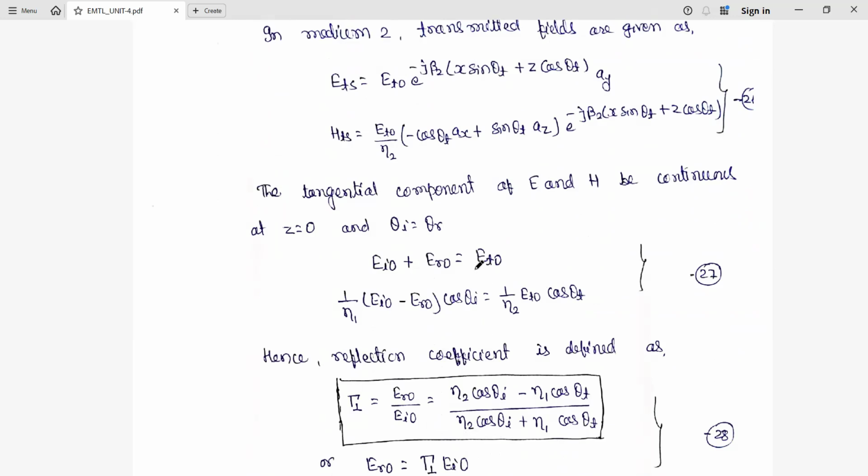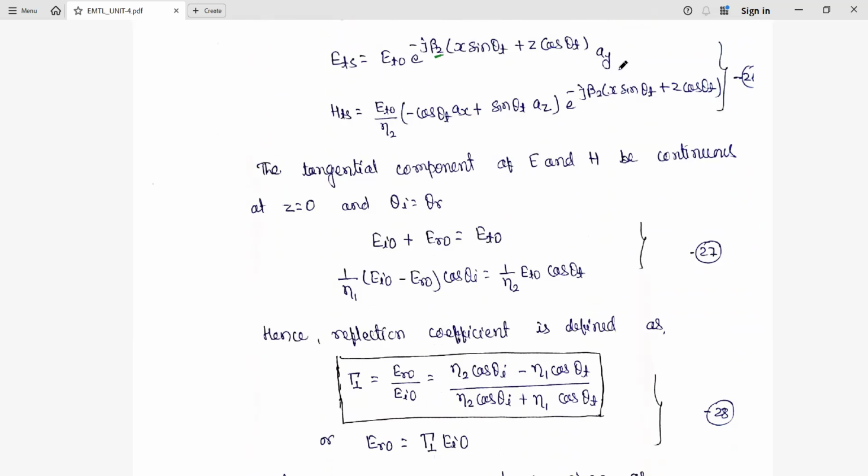So the transmitted wave again, in place of beta 1, we are going to write beta 2, and the electric field components remain along the y-axis, and for the magnetic field components, we have the same resolution. Here it is along the negative x-axis, this is along the positive z-axis, and this exponential is e^(j beta 2 (x sin theta t + z cos theta t)). So again, as in the previous situation, theta I equals theta R, and at the boundary the tangential component should be continuous.